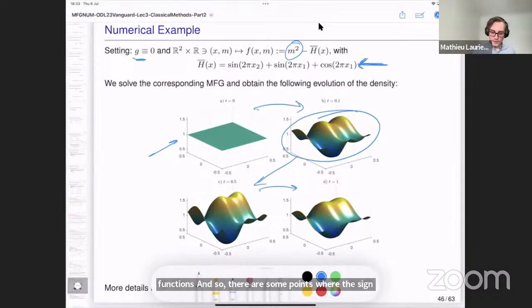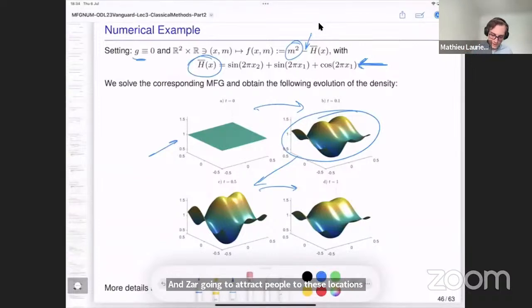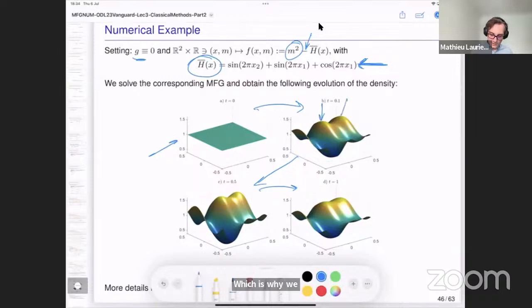So basically you look at h bar. H bar has some local minima, and there is a minus sign here. So the local maxima of h bar are going to be local minima for the running cost f, and they are going to attract people to these locations, which is why we have a concentration of a little bit more mass here and here than in other places.